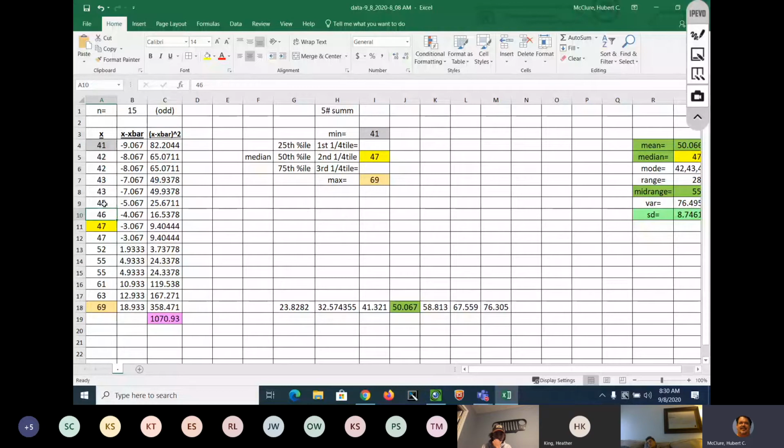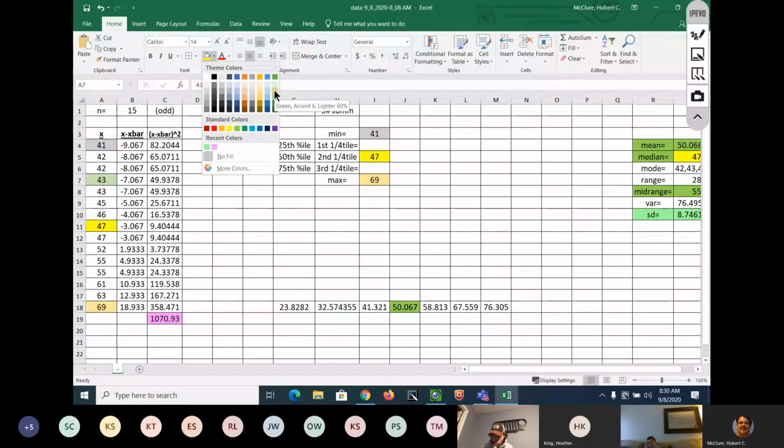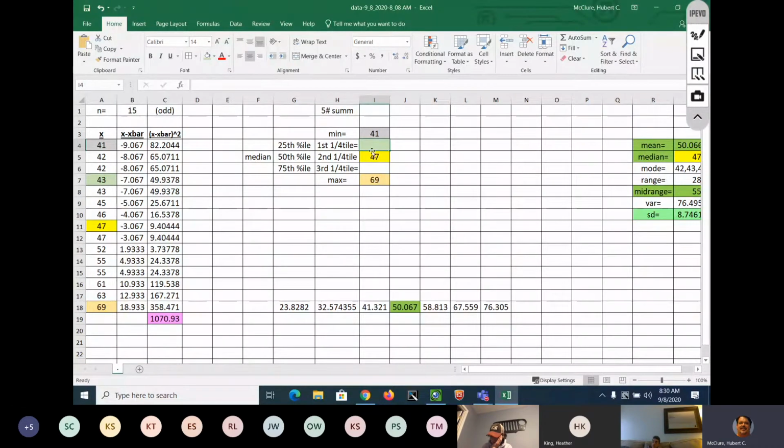1, 2, 3, 4, 5, 6, 7. So you just find that number right there. 3 above, 3 below. That number right there. And that is going to be our first quartile, we'll color that some kind of light green. And that's equal to that number. And if you notice, there's 3 numbers below it and 3 numbers above it. You can't use 47 because you got to count the number above 47, just like the blue dot.